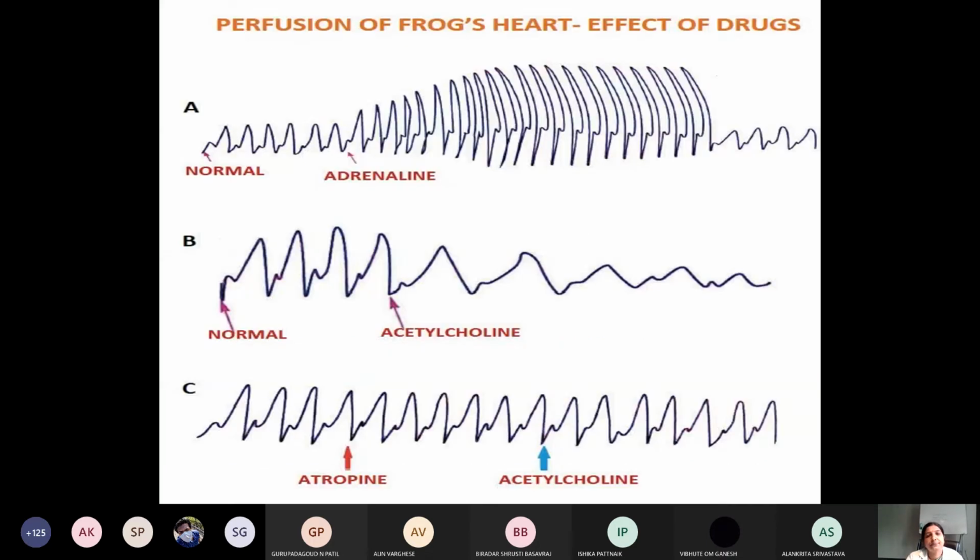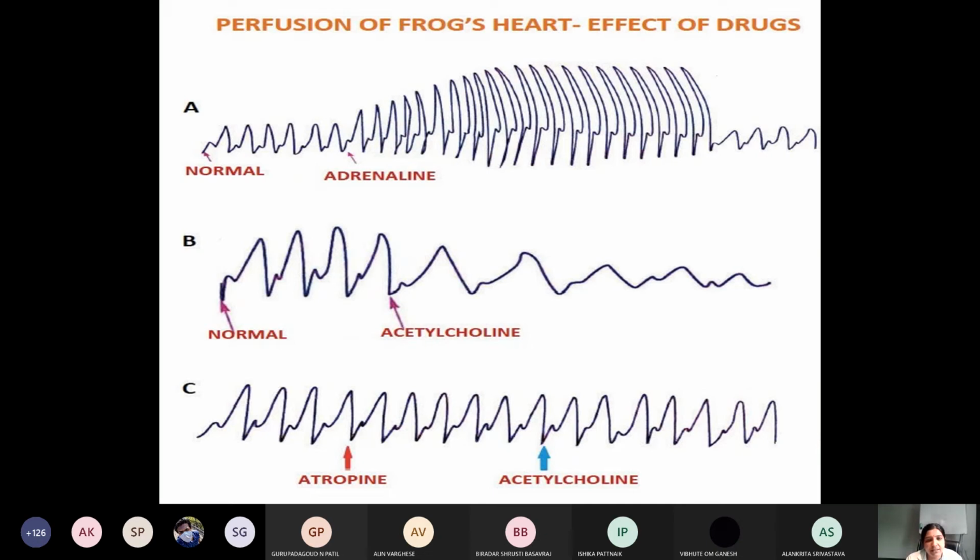So here comes the perfusion of frog's heart and to study the effect of drugs. See, we are removing the heart completely from the body of the frog and isolating it and putting it in ringer lock solution, right? First, after recording a few normal cardiogram events, adrenaline is put. A drop of, as I told, 1 in 1 lakh concentration, a single drop of adrenaline is put in the perfusion cannula and we observe the effect.